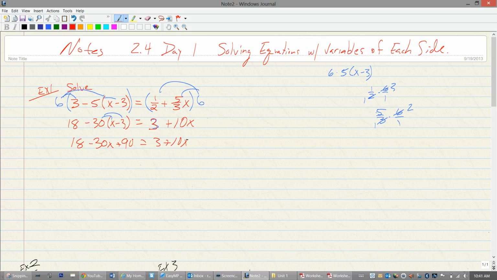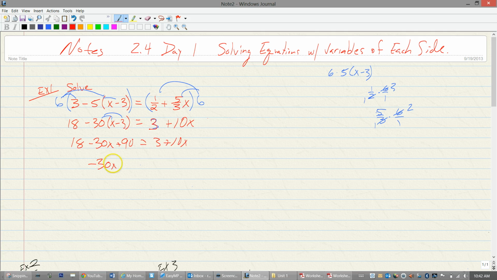Now we're going to turn around and combine like terms. We can only combine like terms on one side of the equal sign. You cannot combine like terms across the equal sign. There's like a border. You have to do special stuff to get things on opposite sides. So it's positive 90 because the negative times the negative becomes a positive. Now we're going to combine like terms. 18 plus 90 is going to be what?